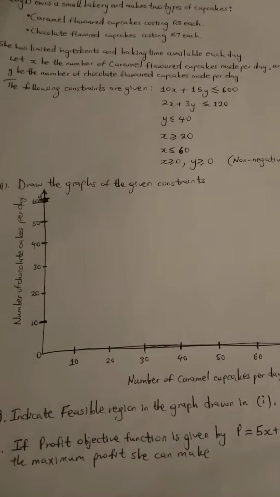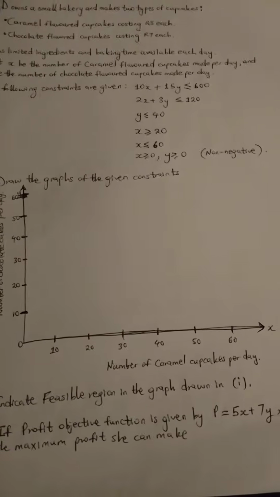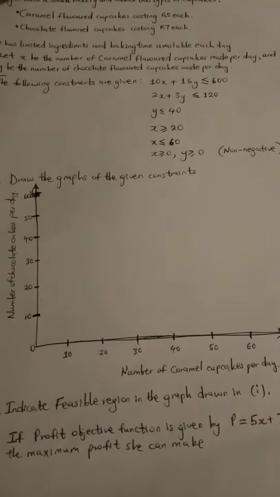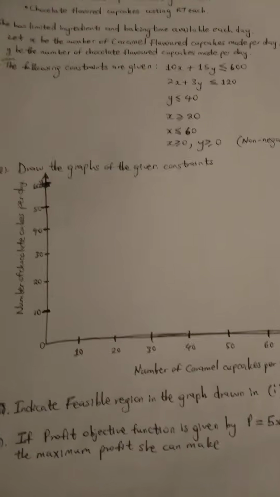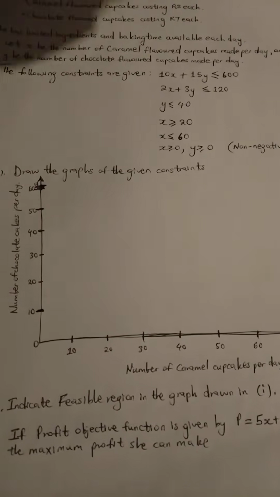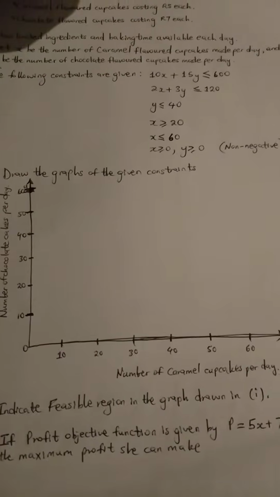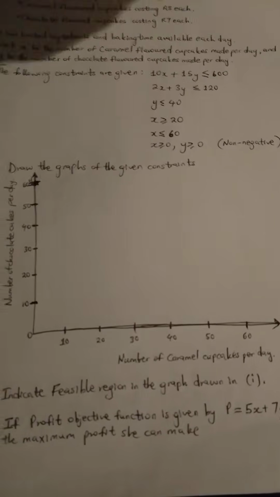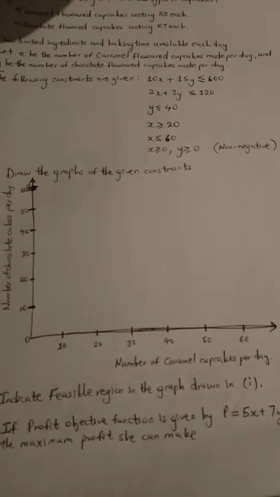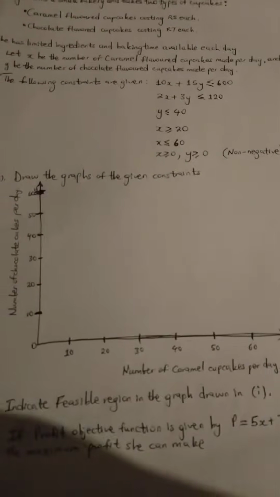Now, let X be the number of caramel flavored cupcakes made per day, and Y be the number of chocolate flavored cupcakes made per day. The following constraints are given. It's 10x plus 15y less than 600. You don't have to know this in level 3, but in level 4, you'd have to think of where this comes from.